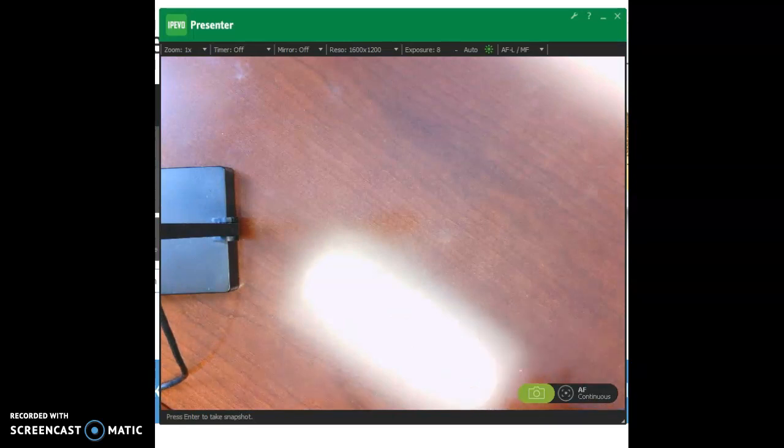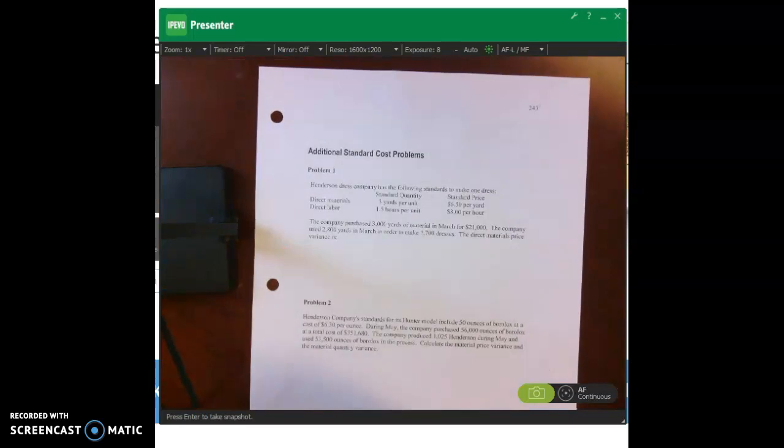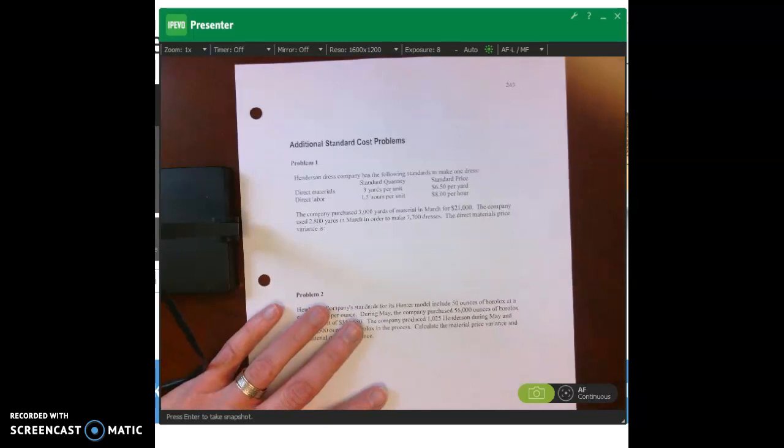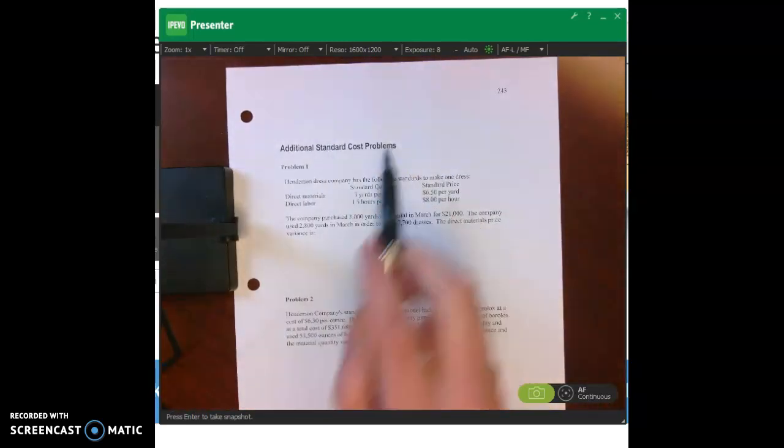All right, so continuing on, let's look at these. Let me just catch up here. Actually, I think what I'm going to do is I'm going to pause this. Okay, I'm back.